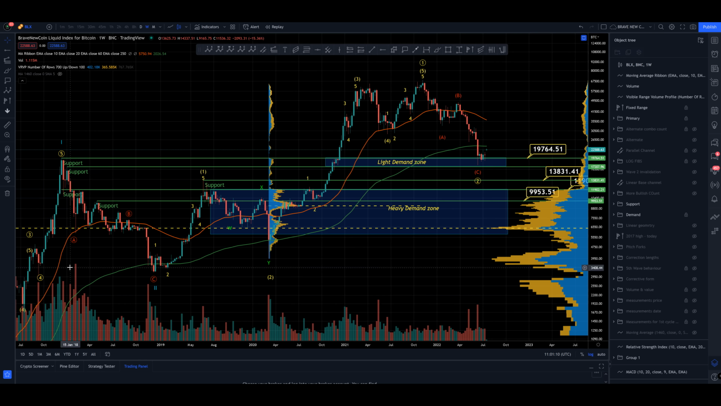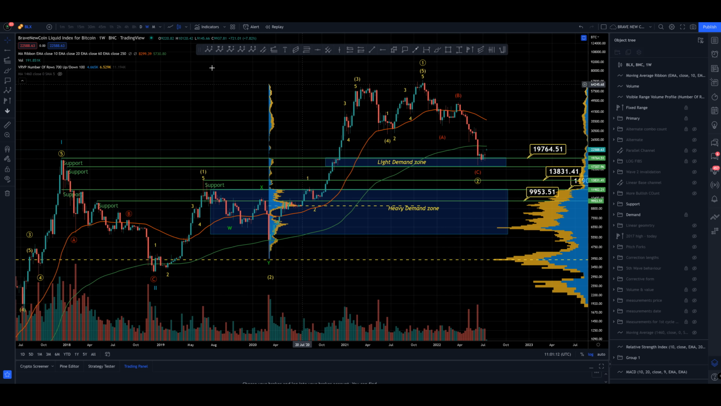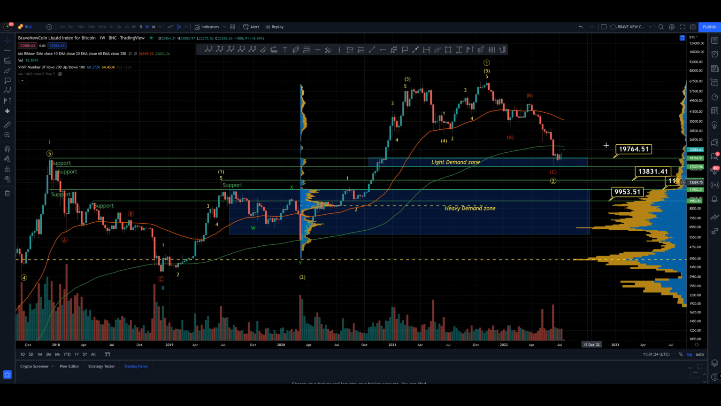So, let's get on with an update here. We're going to start on the weekly time frame on the BLX, then we're going to come down and look at the smaller term Elliott Wave count for both alternate and primary, and discuss various other ideas as well. So, starting here on the week.